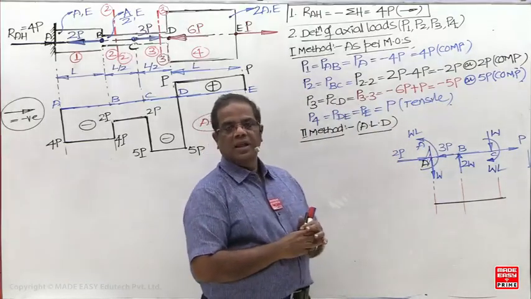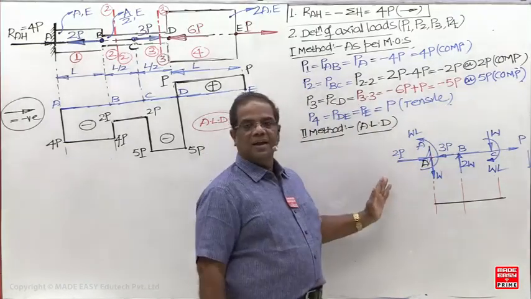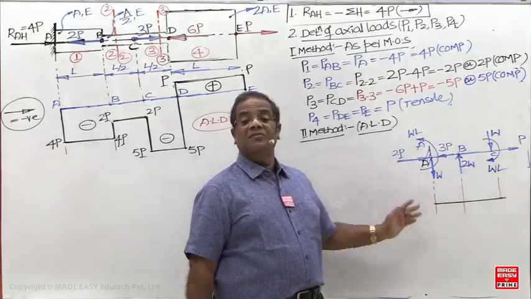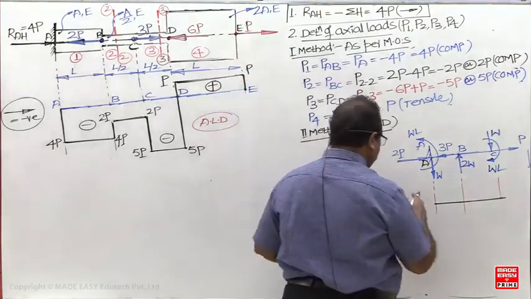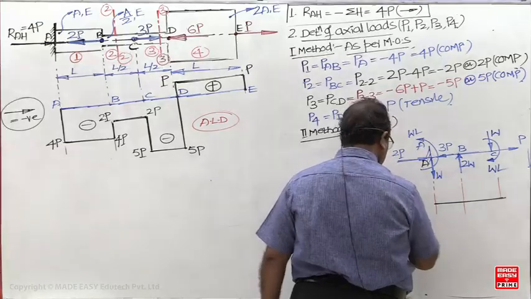How to draw the SFD? I'm starting from the left side, then using the left hand side sign convention. What is the left hand side sign convention? Upward is positive. Left hand side sign convention, upward is positive.